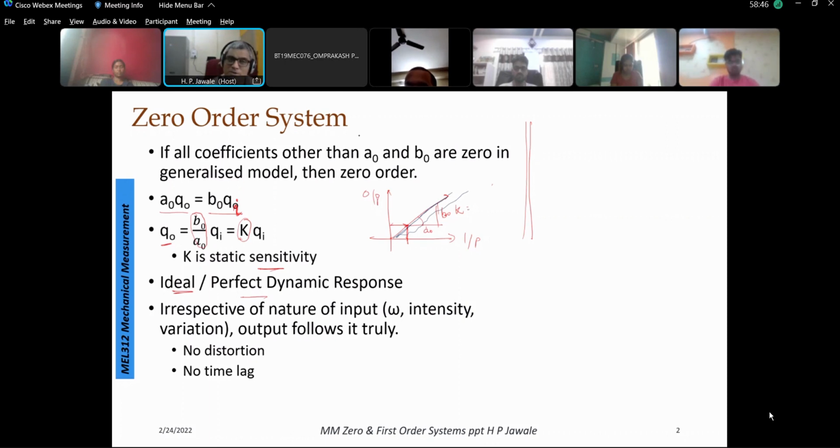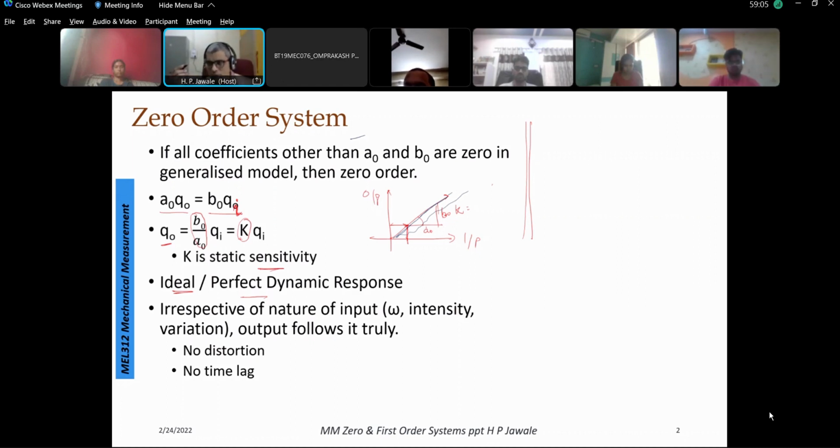It's not going to happen in case of a zero order system. These are the physical realities of the zero order system, if we compare with the non-zero order systems. There is no distortion, there is no time lag. Faithfully, the input is represented in the form of output.